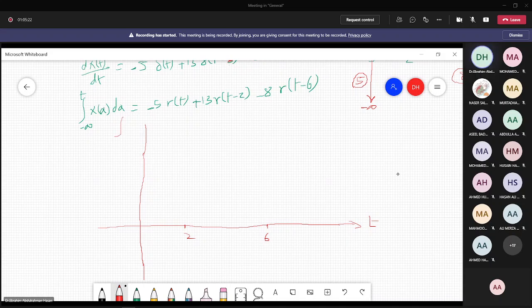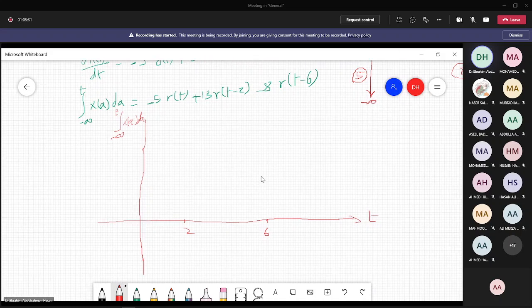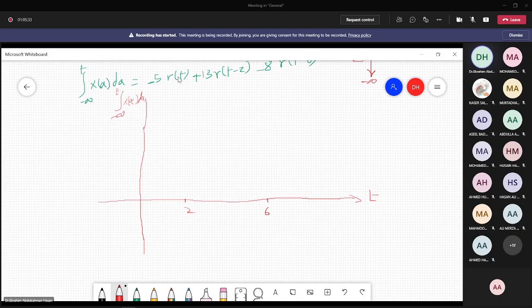So this is the integration of x(α) dα from minus infinity to t. First we have minus 5 ramp of t. So then we have a ramp starting at 0 with a slope equal to minus 5, which means that it is this.